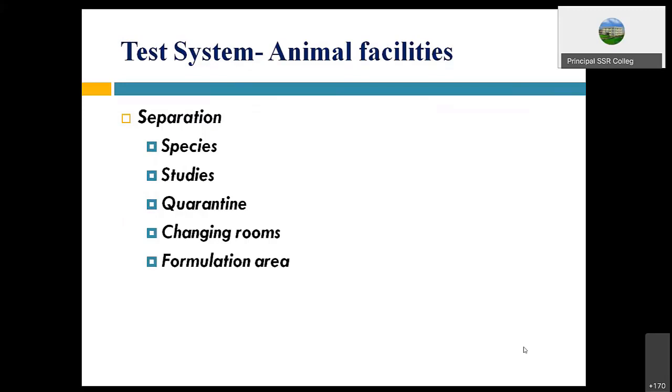Now there should be enough separation for spaces. You have different species maintained in your facility: rats, mice, rabbits. You may have large animals like dogs and non-human primates. So species-wise, you must have a separation, because the person who is moving from, let us say, a mice room to a rat room, probably that will not be allowed. At least from a mice room to a rabbit room, certainly not allowed, right?